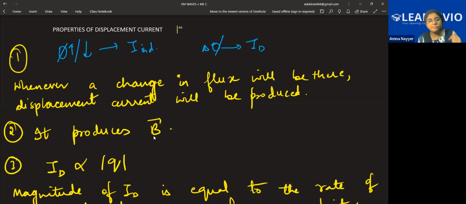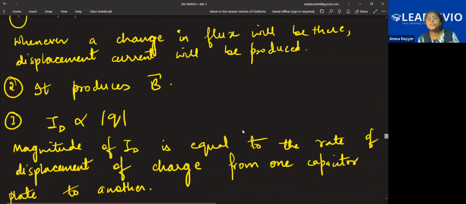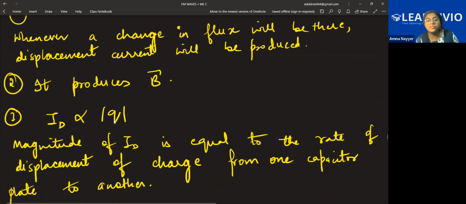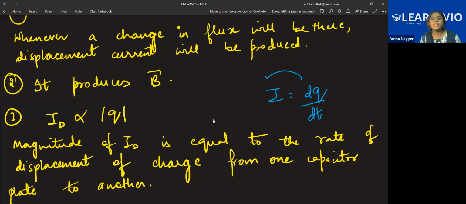Displacement current produces magnetic field, right? Displacement current produces magnetic field. Displacement current is directly proportional to the magnitude of charge. We have seen when we were deriving it, we ultimately equated it to dq over dt to I. So that's why it is, and charge in any way is directly proportional to current. So magnitude of displacement current is equal to the rate of displacement of charge from one capacitor plate to another.